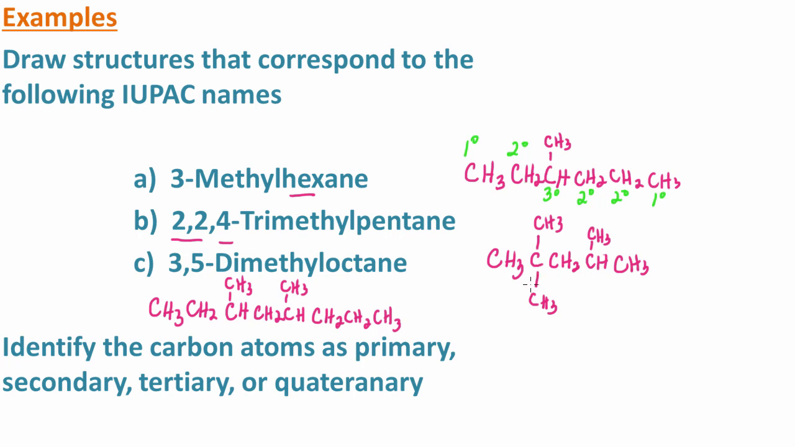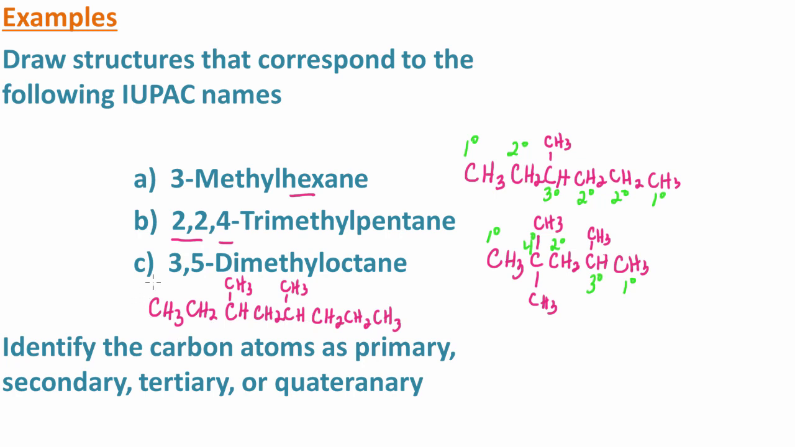Okay, so let's take a look at this compound here. This carbon here is primary. It's bonded to one other carbon. This carbon, 1, 2, 3, 4, this would be quaternary. This one here is secondary, and this one here is tertiary, and then primary.